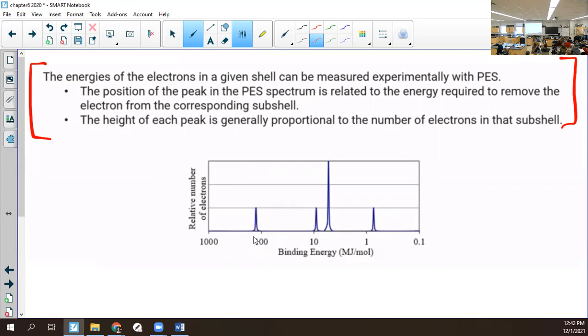Here's what's happening. These peaks are showing you the energies at which electrons were removed. It took this much energy to remove some amount of electrons, and then it took this much to remove some amount, but they're equal. Since they're equal, and we know each one has 2, and to empty it we'd have to get rid of both, then we would know the height of this is 2 electrons.